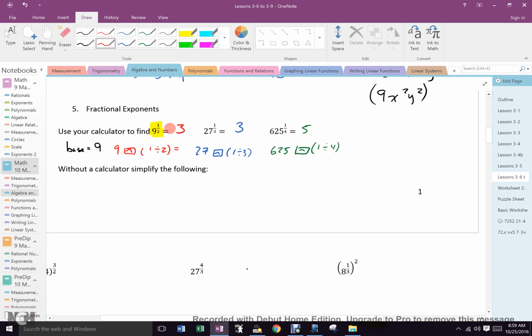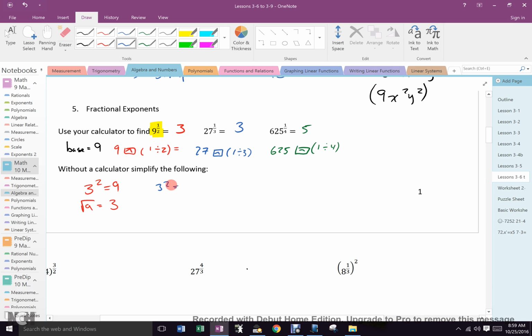Right. So, looking here, what would you say this one is? What's the relationship there? What? 3 squared equals 9, yes? And what's the reverse of that? The square root of 9 is what? 3. Agreed? Okay.